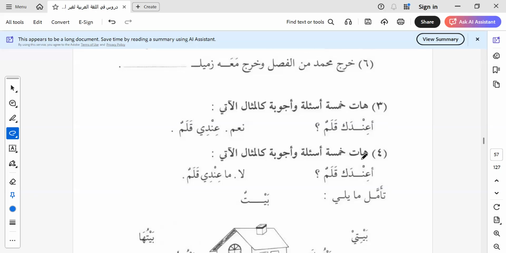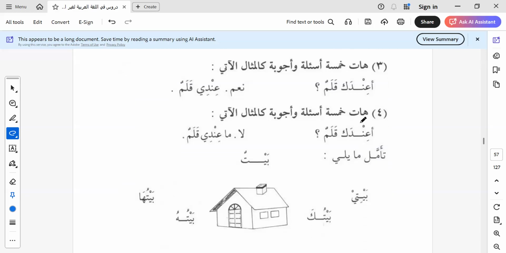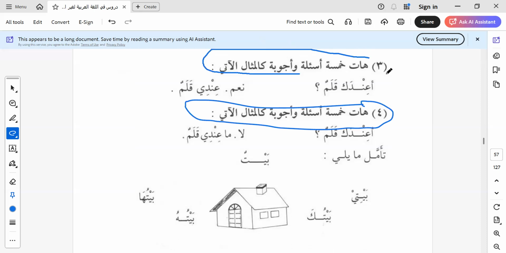Okay, so now we move on. Now let's look at number 4. هاتي خمسة. I have read this one. Can someone read this again? I need someone to read this. Sister Motia, you go first. I've read this one for you, and then you read this.